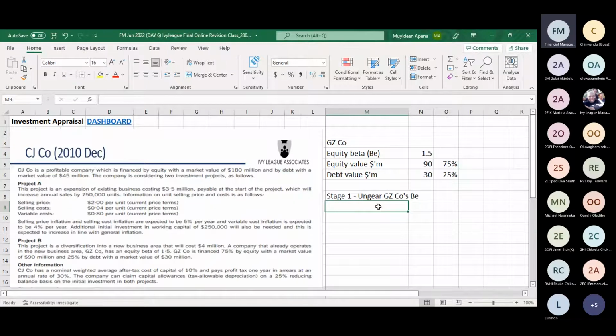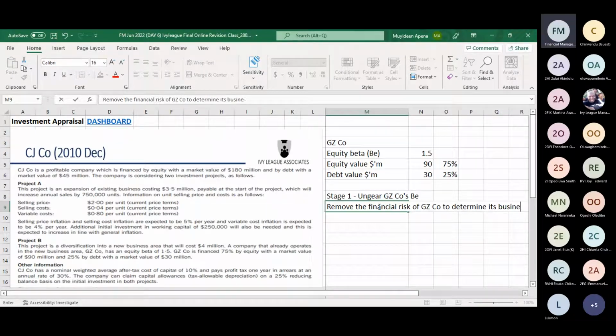So to ungear, what we want to do is remove the financial risk of GZCO to determine its business risk. And that business risk is the asset beta. We're explaining. Okay?